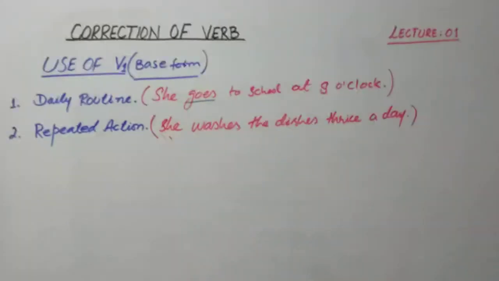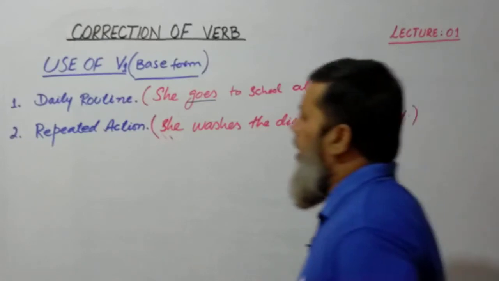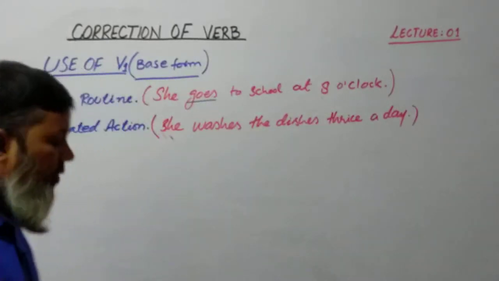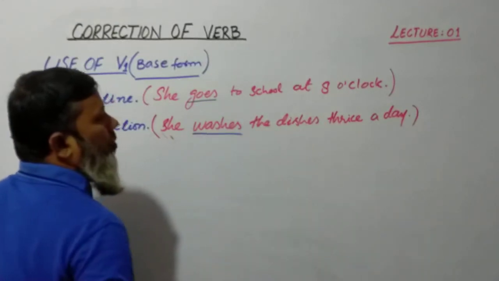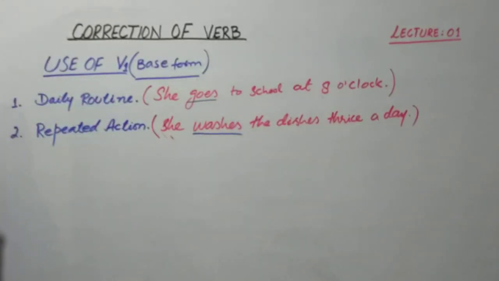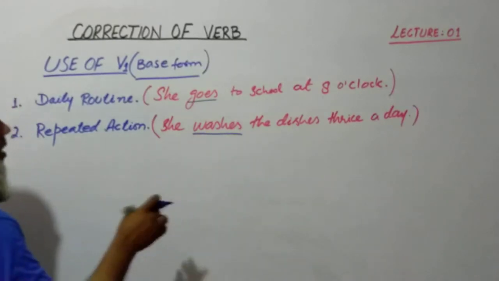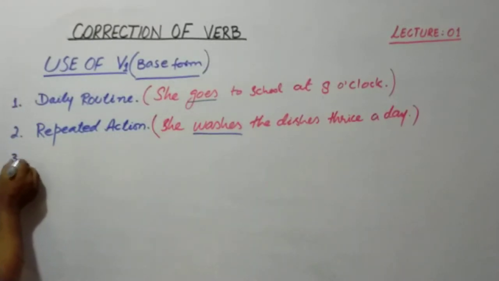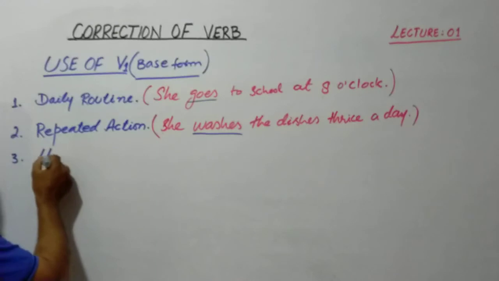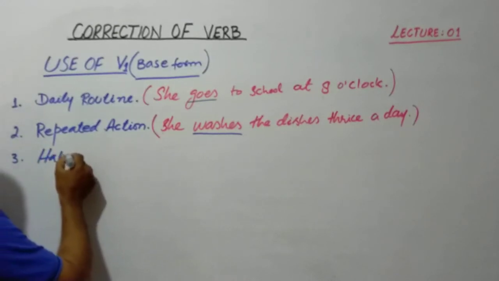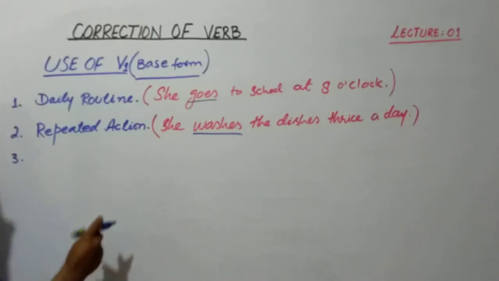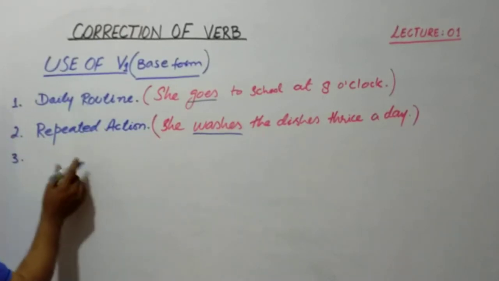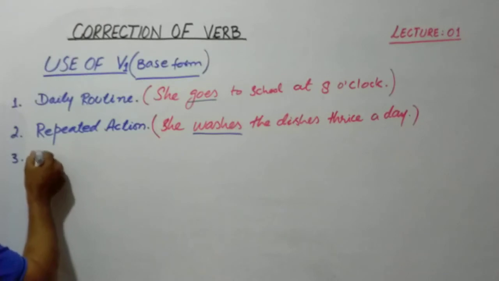Okay, we were talking about the daily routine and repeated actions. So for repeated actions, we also use the first form of the verb. Look here, we use washes. Thrice a day means दिन में 3 मरतबा बर्तन धोती हैं. So that means the action is repeated. Number 3, when we talk about habit, it's also used.